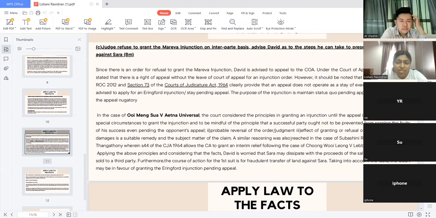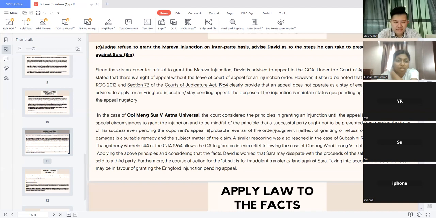So a similar reasoning was also reached in the case of Subhashini, wherein Section 44 allows the Court of Appeal to grant an interim relief following the case of Chong Hui Leong versus Levy. So applying the above principle and considering the above facts, David is worried that Sarah may dissipate the proceeds of sale of land as the land is already sold to a third party. Furthermore, the cause of action for the first suit is for fraudulent transfer of the land against Sarah. Taking into account the above facts, the court may be in favor of granting the injunction pending appeal.